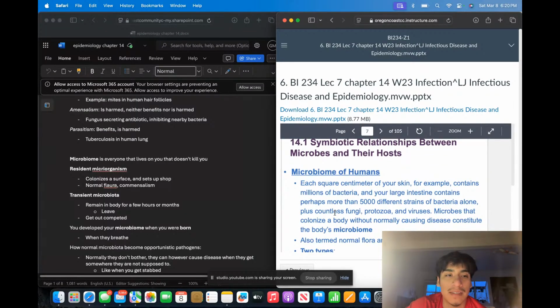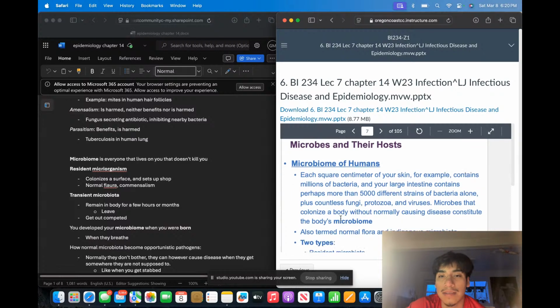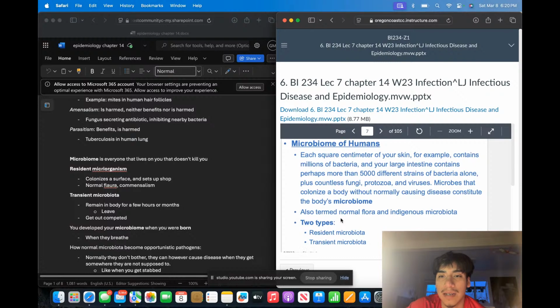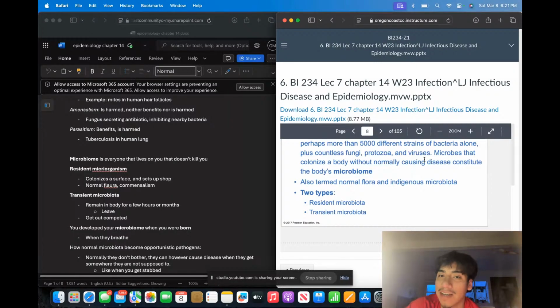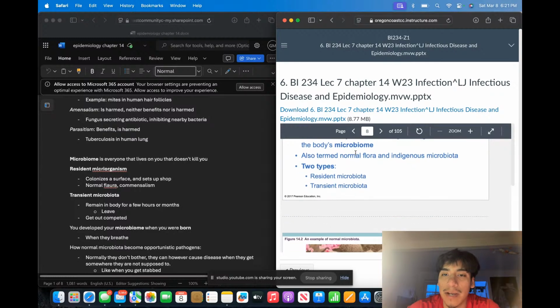Microbiota of humans. A quick rundown. The microbiota of humans represents all the bacteria that live on you. Microbes that colonize a body without normally causing disease constitute the body's microbiome. So, all the bacteria that live on you that are not causing disease. Also termed normal flora or indigenous microbiota.